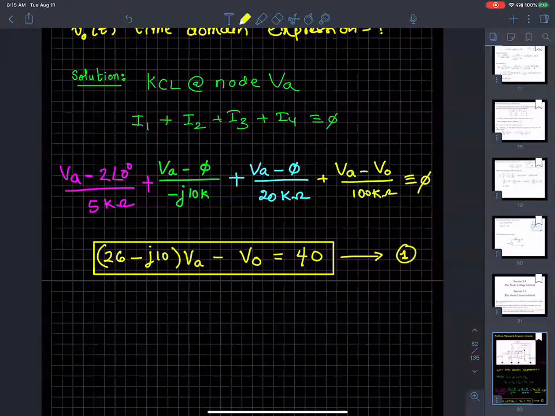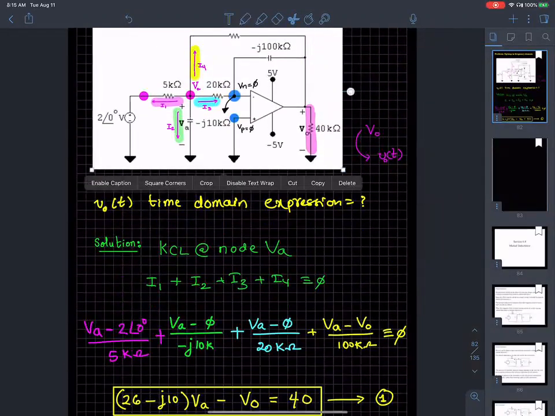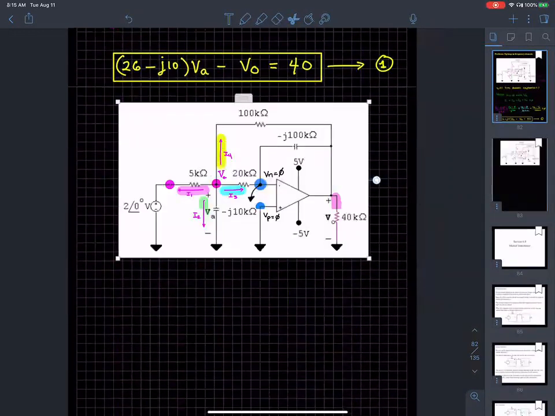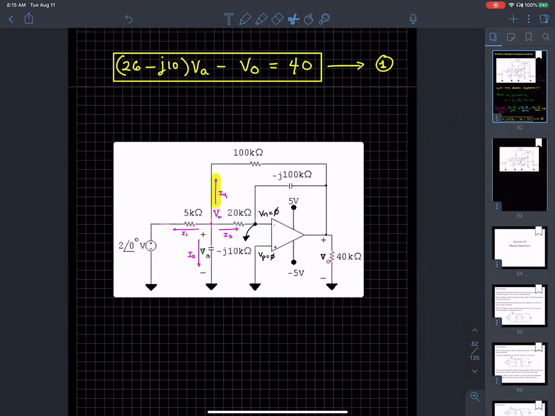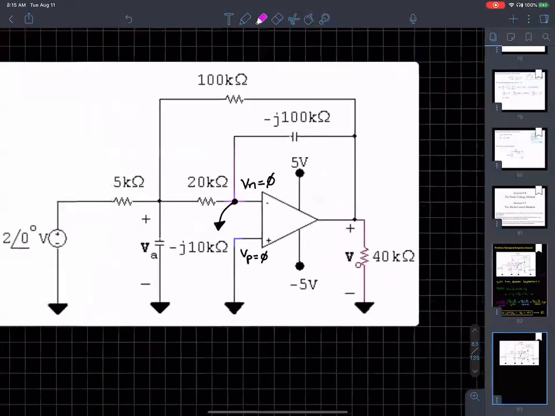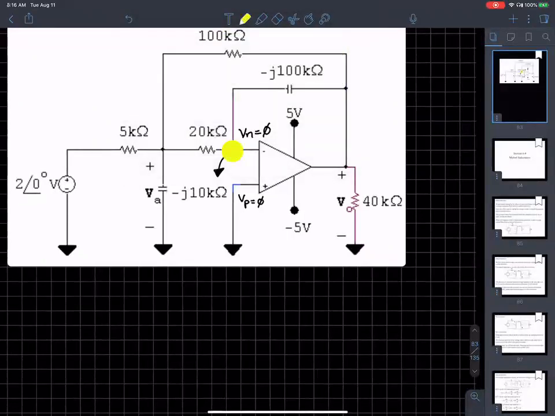But then we can write KCL at node VN as well. Let me see if I can copy this guy. Paste it over here. So I have two unknowns here. The two unknowns I have are VA and VO. So I would need one more equation. Let me get my figure back right here. And then I'm going to write KCL at this node. Okay, KCL at VN, for which I'm going to have to do this guy.